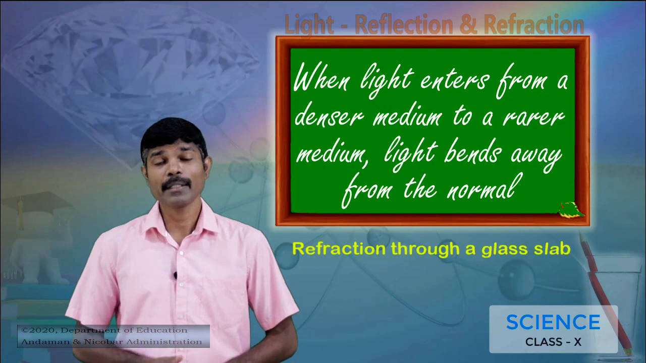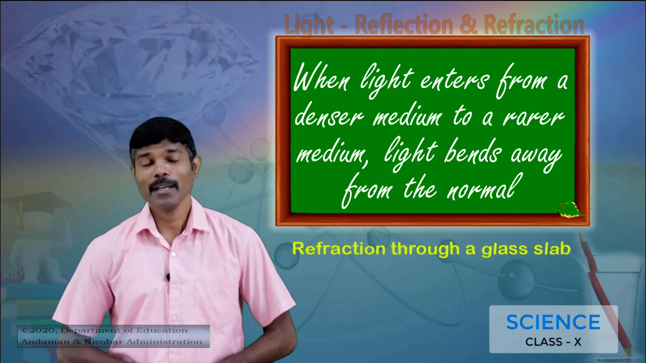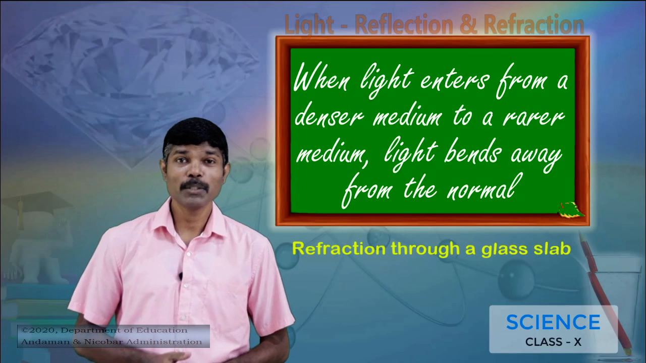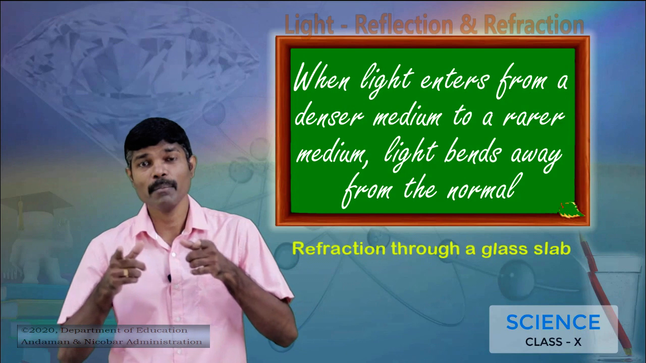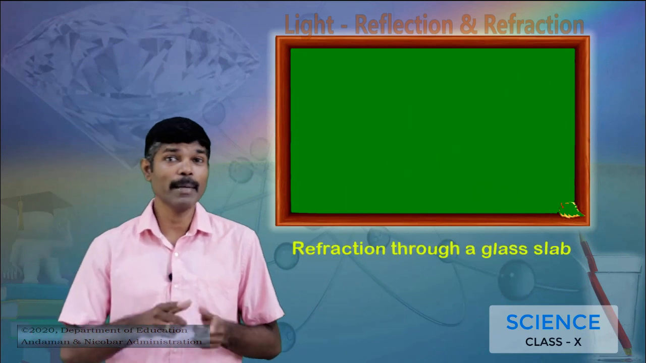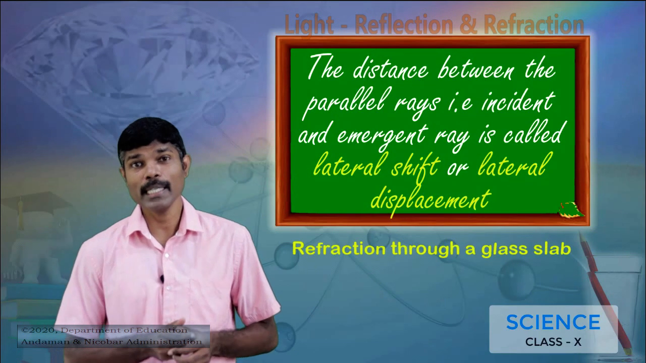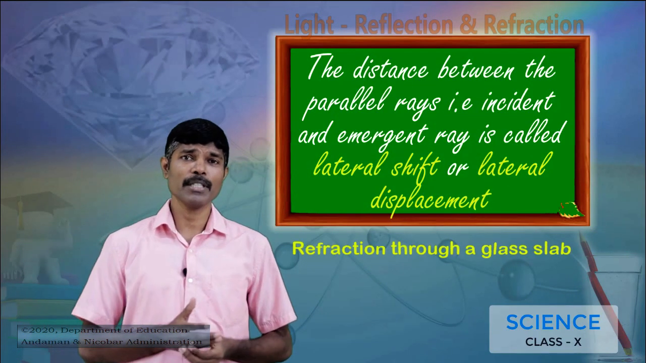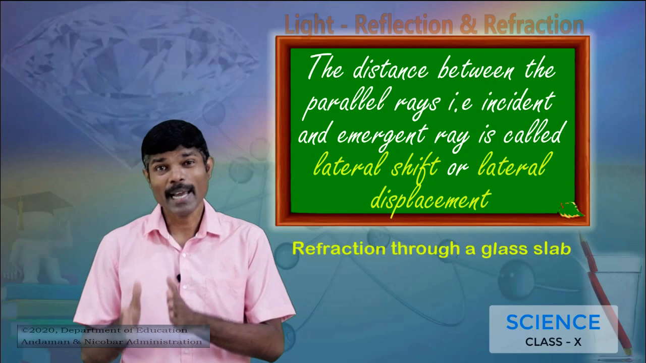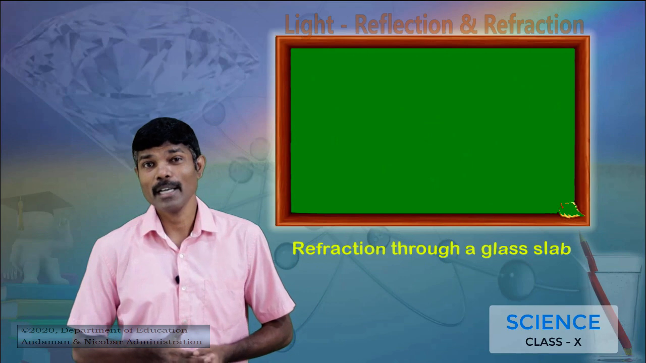Now when the light enters from the glass slab to the air, you can see that the light is bending away from the normal, which shows that when the light enters from a denser medium to a rarer medium, it bends away from the normal. And one more thing you can see is that the emergent ray is slightly away from its original path. That means a slight shift you can see. This is known as lateral shift.